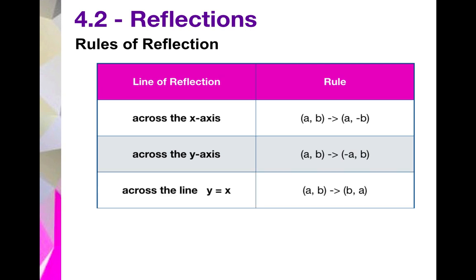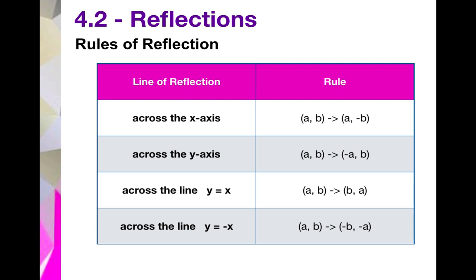If I go across the line y equals x, I take AB and I just swap them so that it becomes BA, just like we learned in the last slide in part 1. And then across the line y equals minus x, we take AB, we swap them, and we negate both of them.